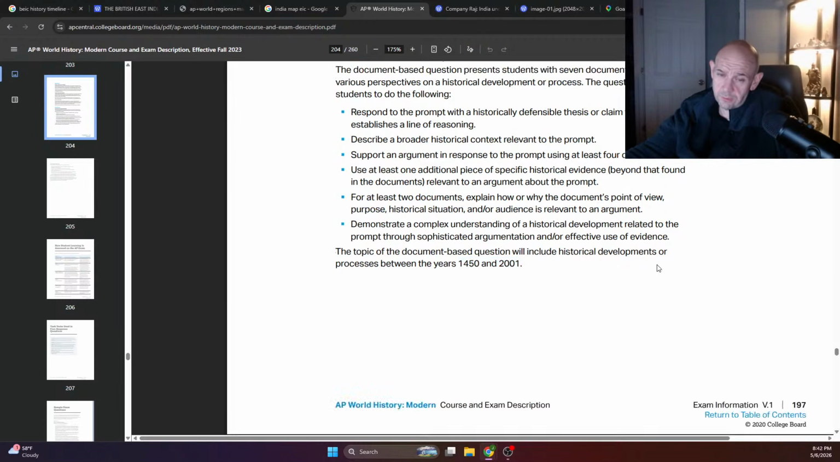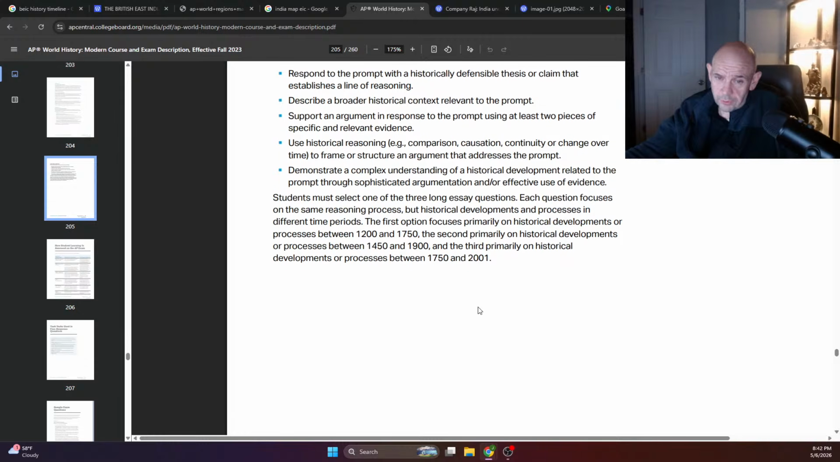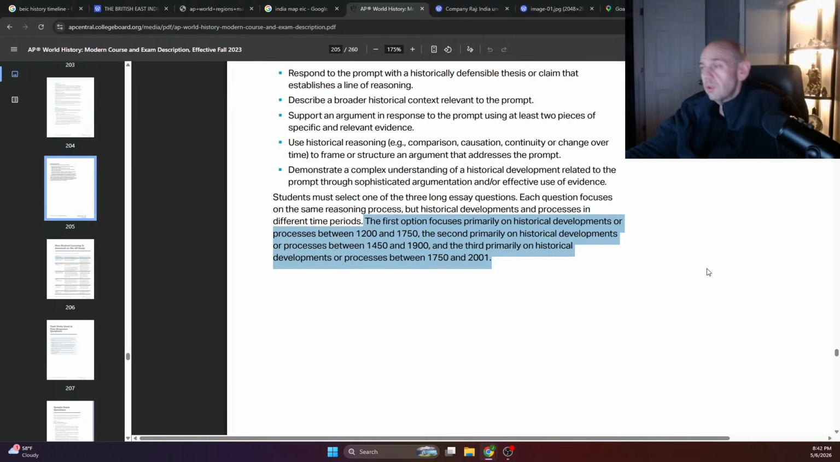Now, the LEQs. The LEQs go like this. You have three options. Option 1, 1200 to 1750, the full first half of the course, right? Option 2, the middle of the course, 1450 to 1900. It's the middle two time periods. And the last one's always from 1750 onwards.